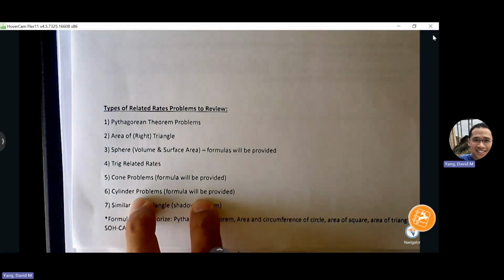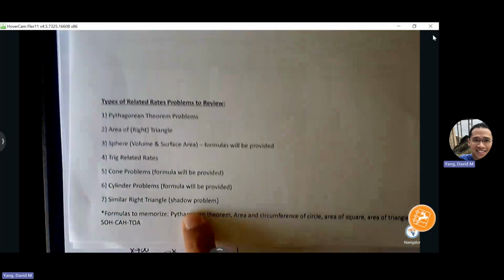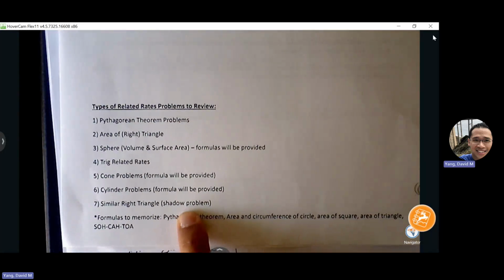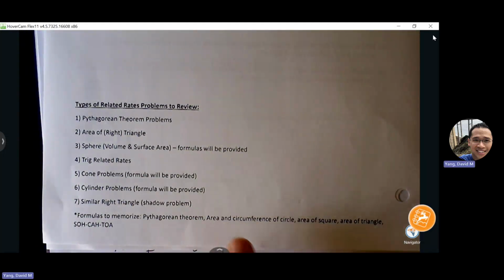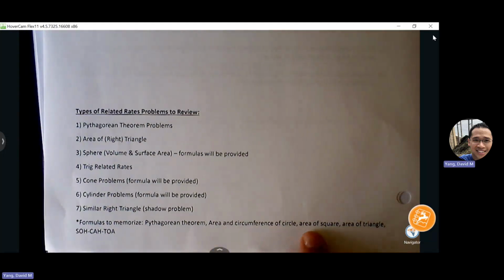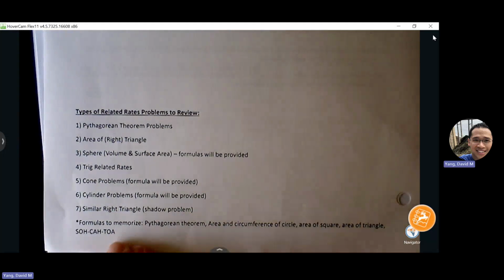Cylinder is easier because the radius can be replaced with a constant, and it just makes it an easy process. There's no need to go through similar triangles there. And also a similar triangle involving shadow problems. Okay. Formulas to memorize: Pythagorean theorem, area and circumference of a circle, area of a square, area of a triangle, SOHCAHTOA, and everything else I'll give you. I'll give you all the geometric shape formulas.